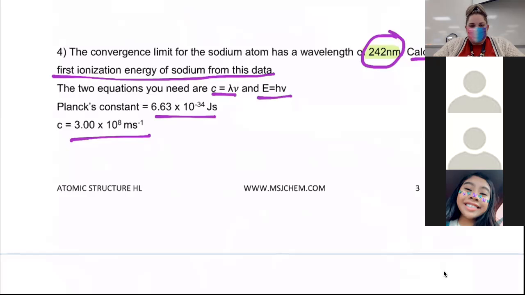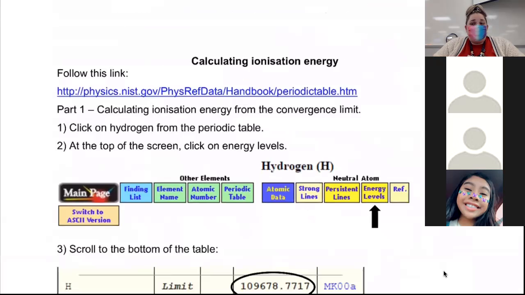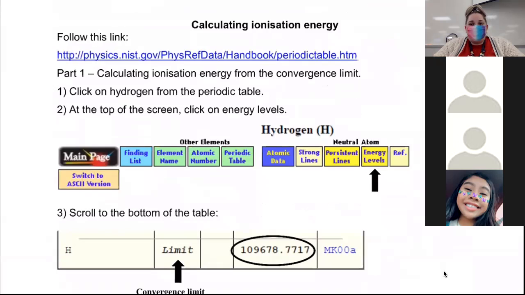Use the frequency and Planck's constant to calculate energy. Multiply your energy by Avogadro's number to get the energy per mole, and then divide it by 1,000 at the end to convert it to kilojoules per mole. What you're doing on this next page is practicing that process using some actual data.